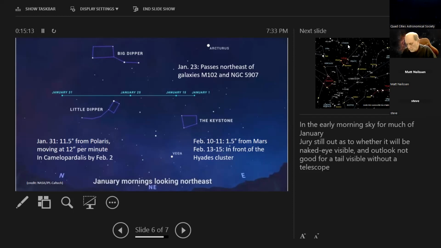And by that time, it'll be moving at 12 arc seconds per minute. So they do say you'll need to take shorter exposures of it at that time, otherwise it'll smear out your field of view. Then it'll be in Camelopardalis by February 2nd. February 10th to the 11th, it's going to be just 1.5 degrees away from Mars. And then the 13th and 15th, it'll be in front of the Hyades cluster in Taurus. Those are evening. Yes, it'll be in the evening by then. What was the date on that? In early February. Okay, so February 10, 11.